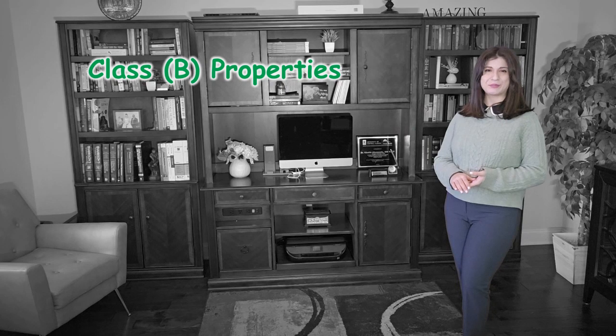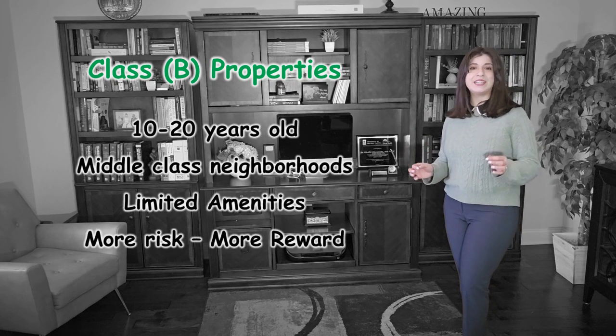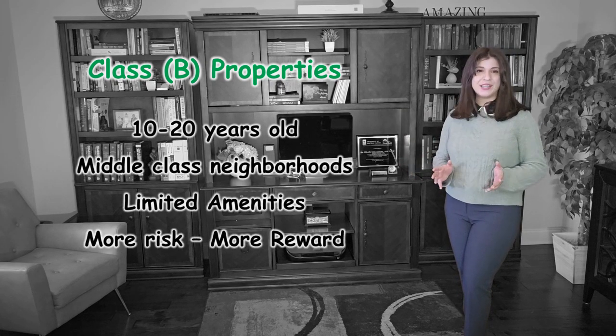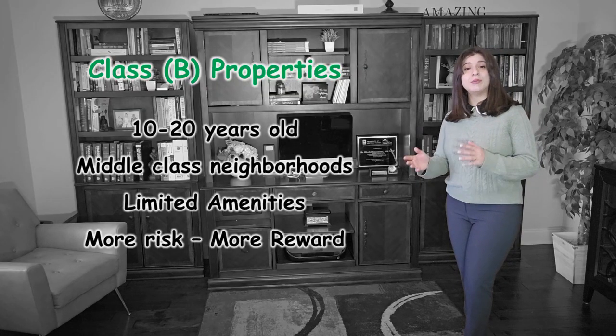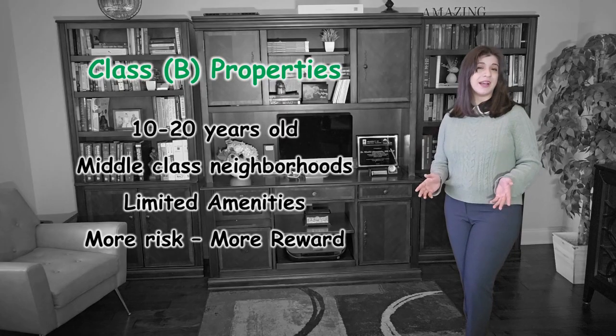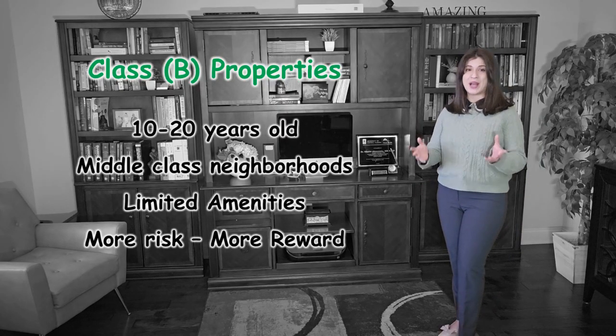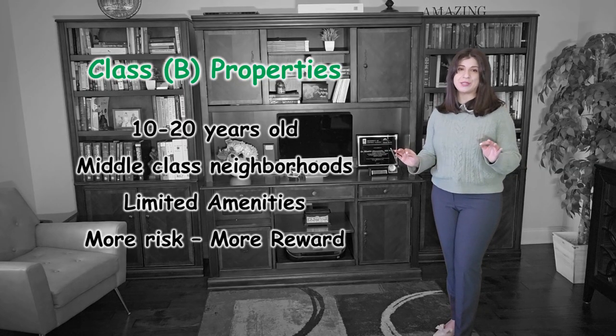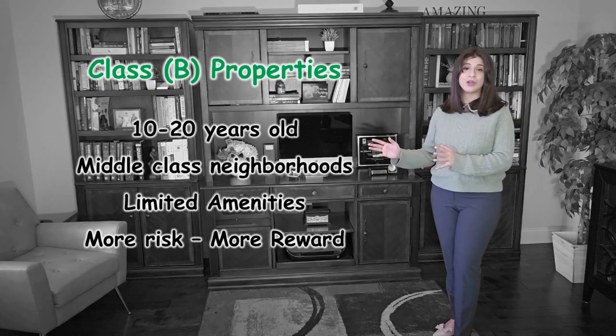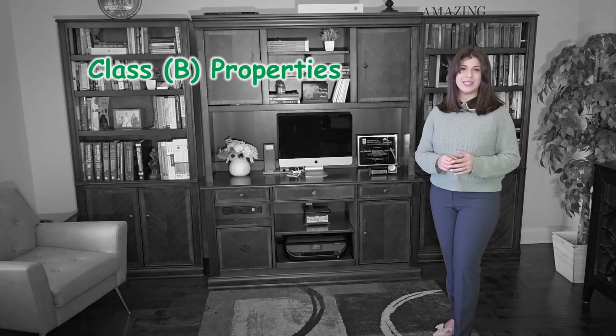Class B properties. Class B properties are slightly older, maybe 10 to 20 years old, but they're still in good shape. They're located in middle-class neighborhoods. They attract reliable tenants and often offer a balance between lower risk and moderate returns. For many syndicators, Class B properties are the sweet spot because they have a strong cash flow potential without so much value-add expenses.